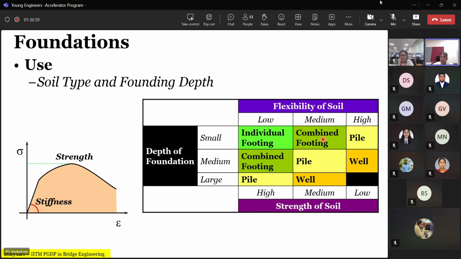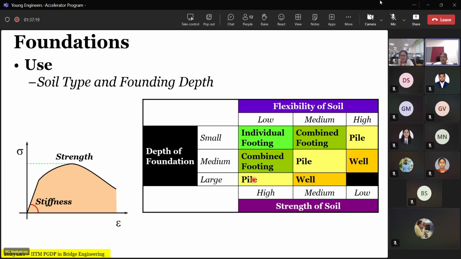And why do we go for combined footing? Because the soil strength is medium. But if the soil strength is high, even if the flexibility is low, that means a very stiff or rigid soil, in that case we end up using individual footing. And if the stiffness is medium, then we use combined footing.